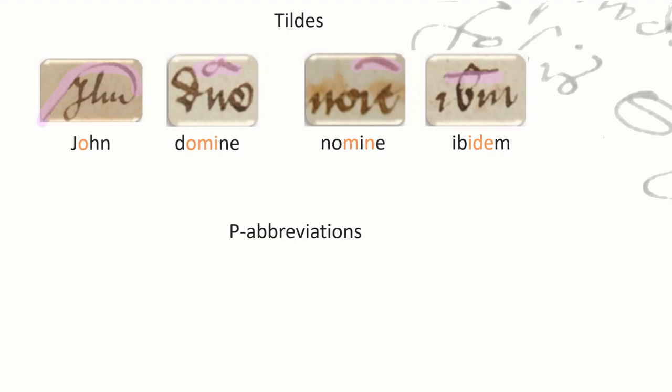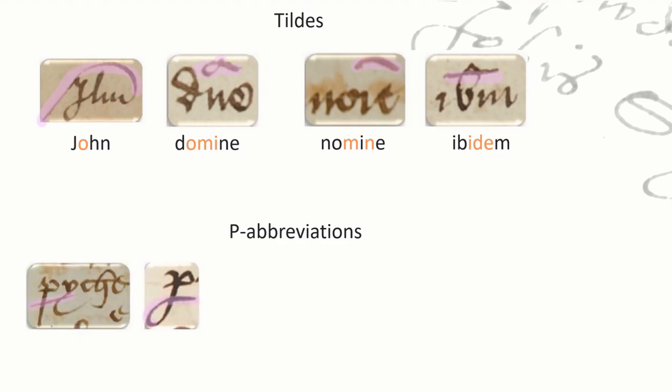Next, we have P abbreviations. These imply syllables, such as per, par, por. These are indicated by a line crossing the descender of the P. The line could go straight across the descender or loop down and then across the ascender. In the first word you can see here, the abbreviation indicates PAR. Therefore, the word is spelt PARYCHE, or parish.